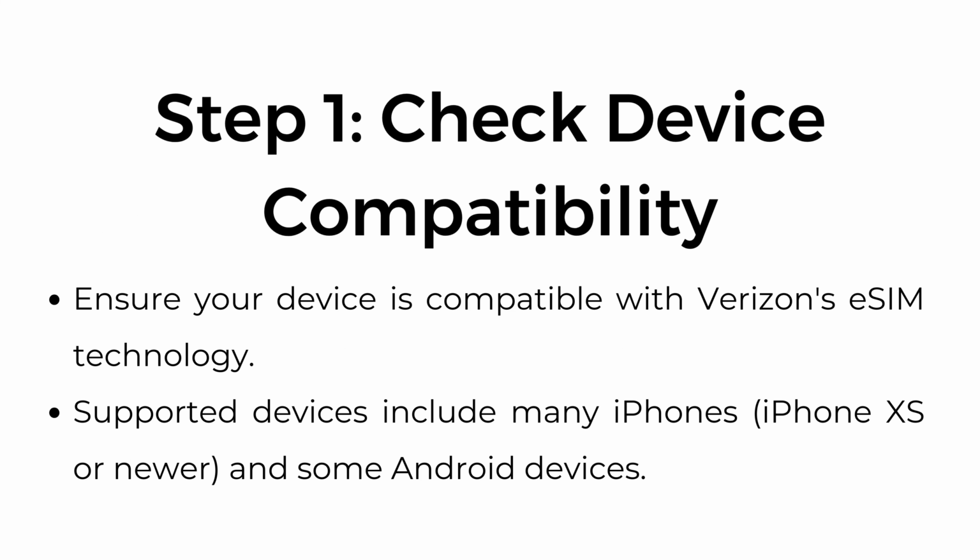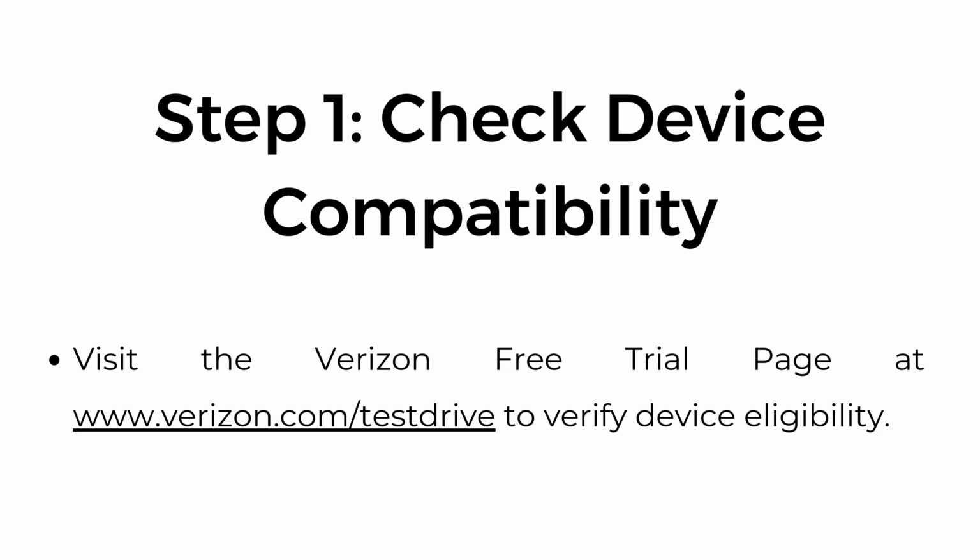Step 1. Check device compatibility. Ensure your device is compatible with Verizon's eSIM technology. Supported devices include many iPhones, iPhone XS or newer, and some Android devices. Visit the Verizon free trial page at www.verizon.com/testdrive to verify device eligibility.